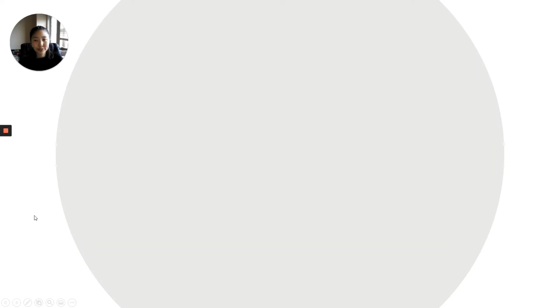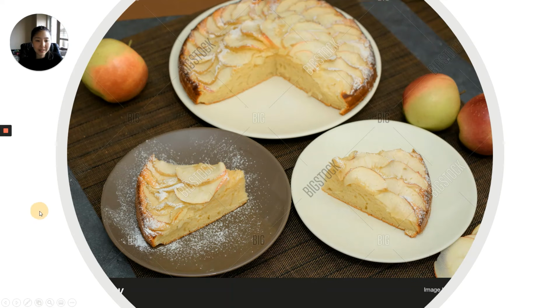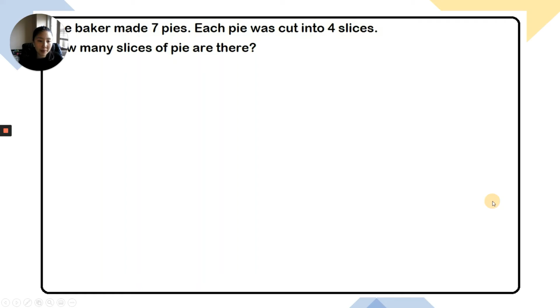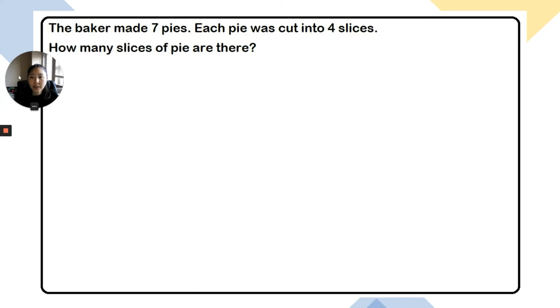Today is actually about pies. I know this picture isn't the best right now, but I just wanted to show you a beautiful picture of a pie, and it's actually cut into different slices. And that's kind of what our problem is about today. So, the baker made 7 pies. He made 7 in total. Each pie was cut into 4 slices. How many slices of pies are there is the question today.